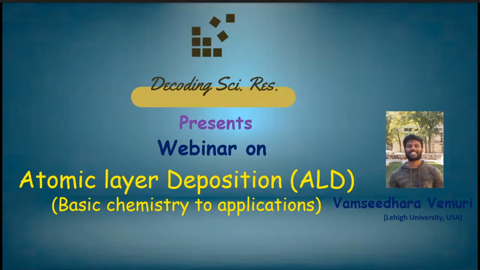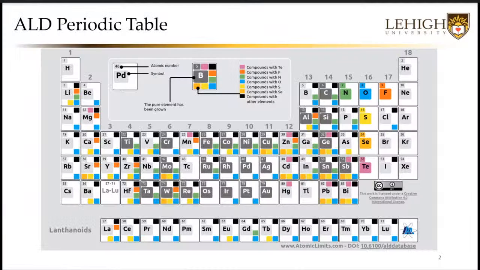Atomic layer deposition is a very versatile technique. As you can see, this is a periodic table given in a review paper recently. All these elements have been used to make materials. When you look at the legend on the top, it shows the element and it is coded with different colors. These different colors represent the different types of materials that have been grown using atomic layer deposition.